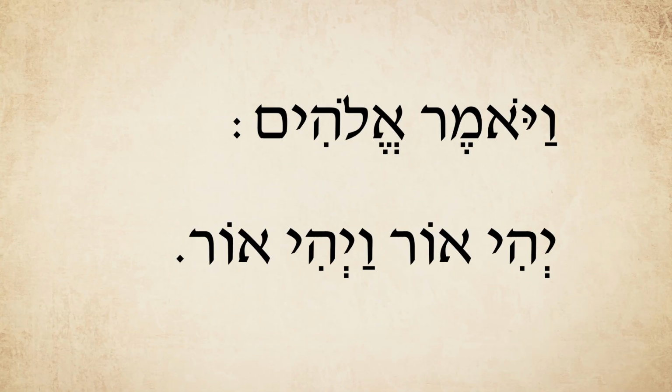Here you have it, a seemingly simple verse, but there is more to it than meets the eye, at least when exploring the Hebrew. Let's read the verse one more time and see if you can now understand the Hebrew more than you could a few minutes ago. Vayomer Elohim, Yehi Or, Vayehi Or.